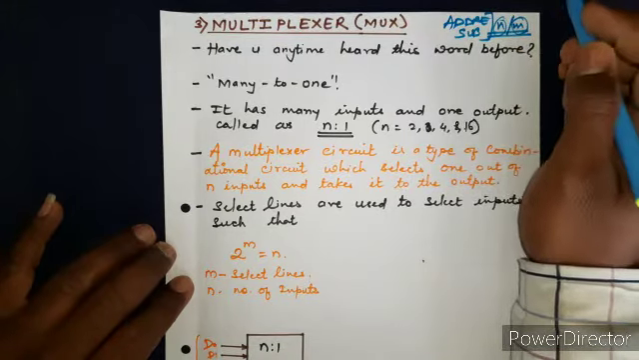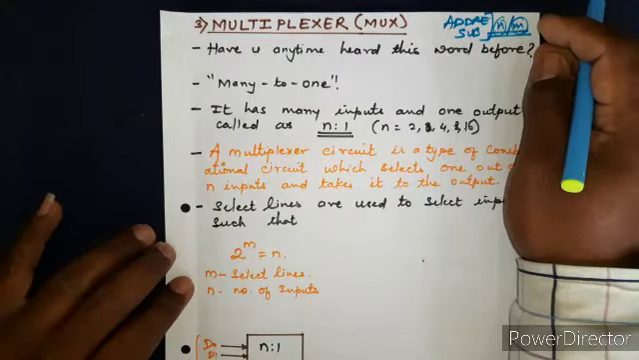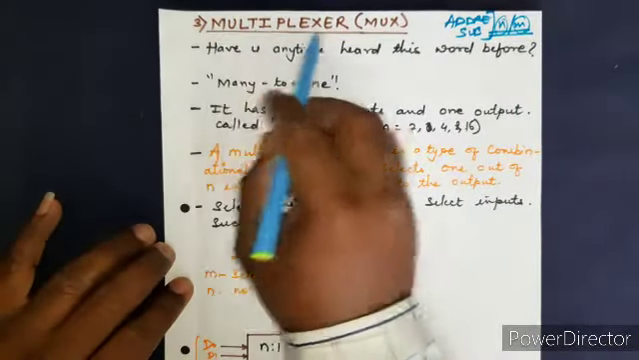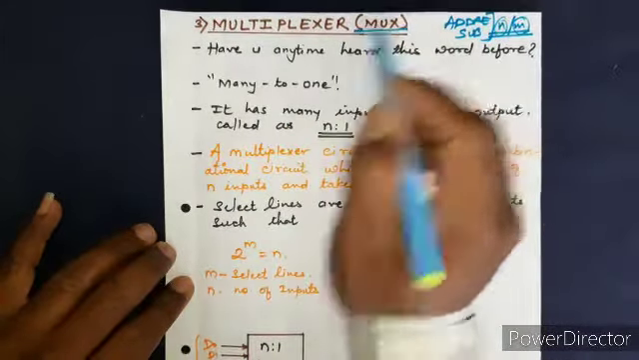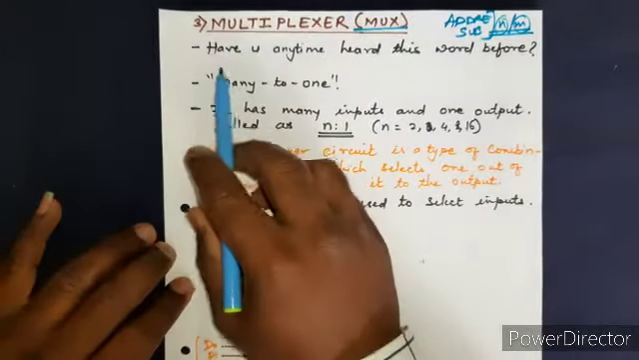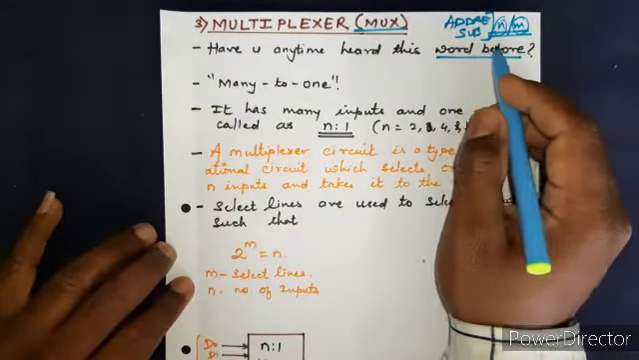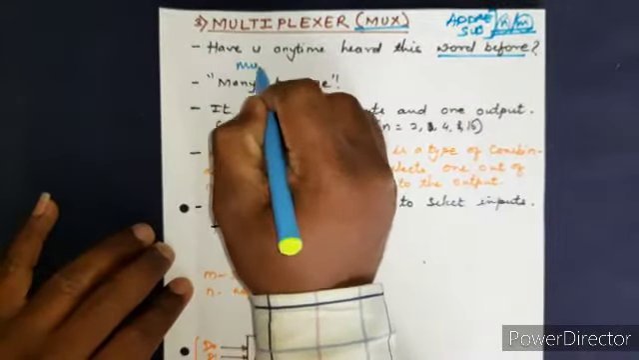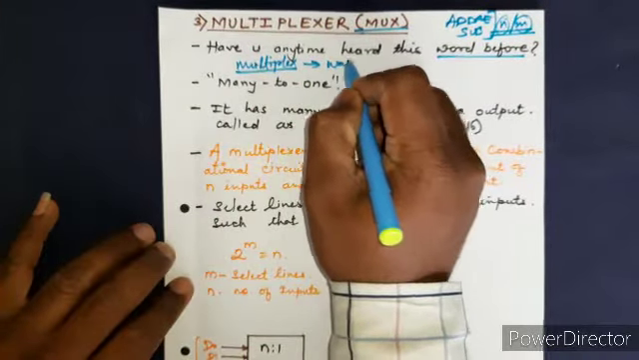Okay, so now let us see another very interesting example of a combinational logic circuit, which is called a multiplexer, or in short form MUX, right? Multiplexer. Now, have you heard this word before? Multiplexer, or you might have heard multiplex, related to watching movies.